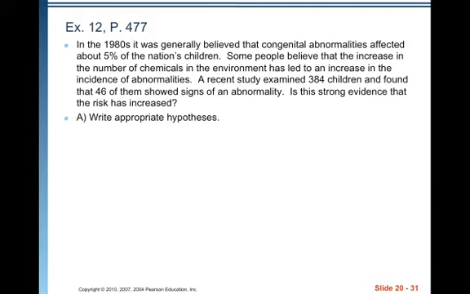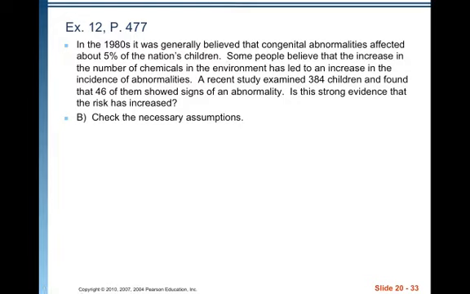All right, so first thing we do is write appropriate hypotheses. Our null is that things are the same, okay? Things are just like they've always been. The true proportion of children having congenital abnormalities is still, as it has been historically, 0.05. Our alternative is that P is greater than 0.05, because if you look at this, it says people think there's been an increase in the incidence of abnormalities. Is there strong evidence the risk has increased? So we know it's one-sided and greater than.